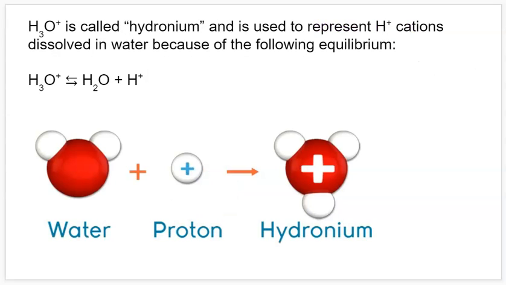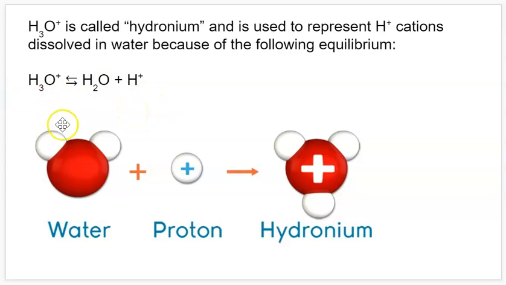All right. So a couple slides ago, I talked about the H3O plus, that thing that water molecule becomes. This is called a hydronium ion, and it's not so much that this actually exists in solution, but it's a way to represent hydrogen cations dissolving in water and to show their equilibrium. So H3O plus is in equilibrium with H2O and H plus. So we consider this to be a reversible reaction.